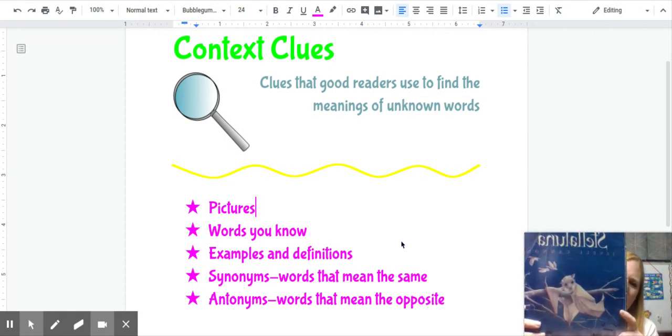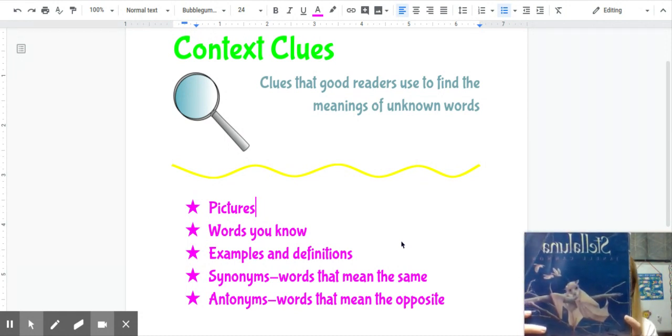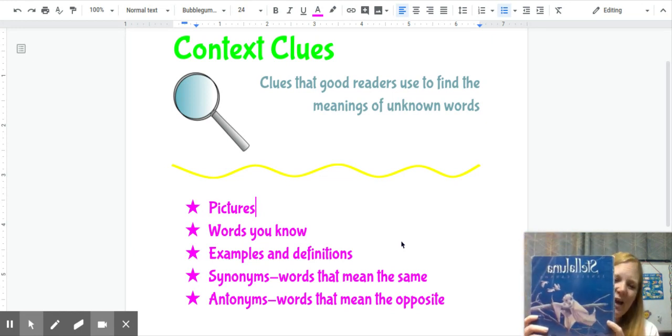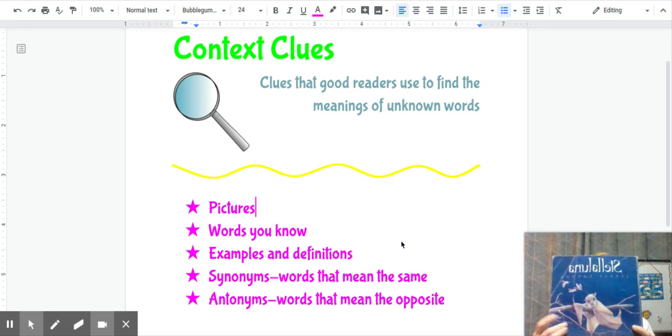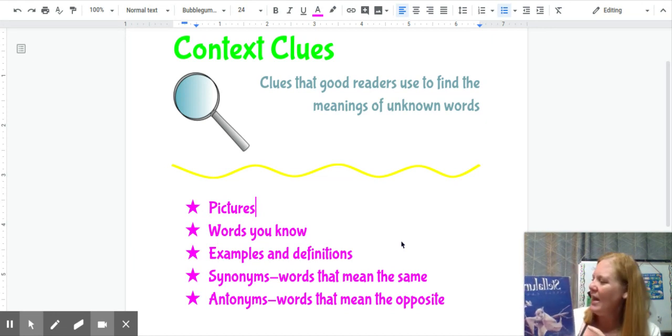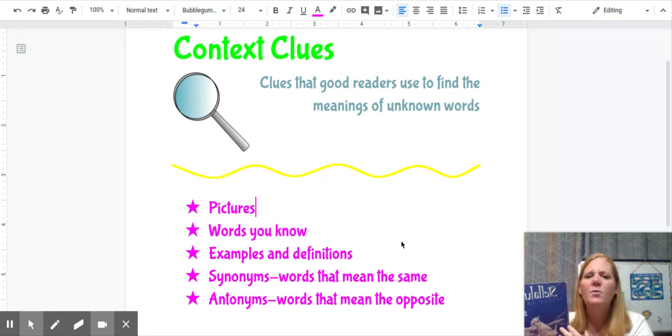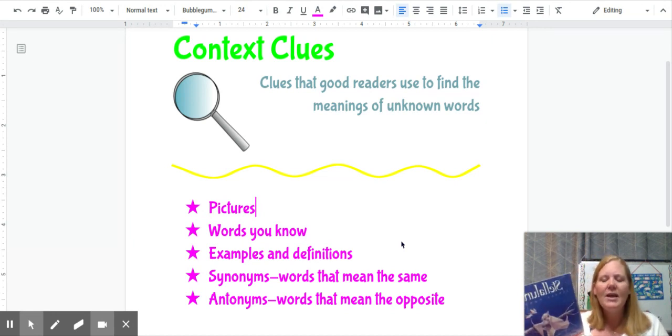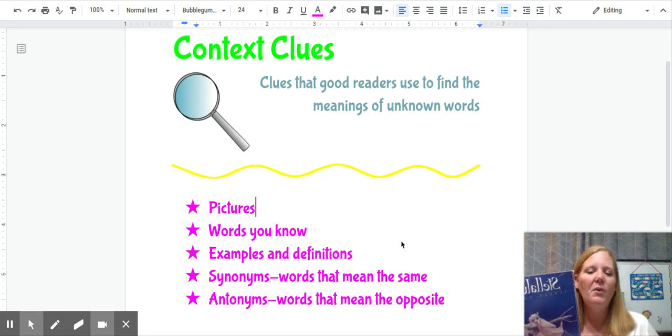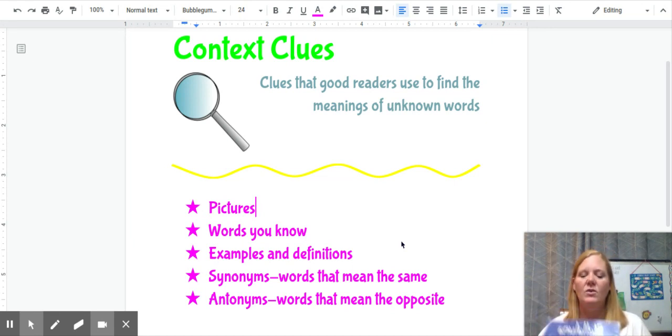I love this story because it's about a mother and a baby bat, and I find it very sweet. A little sad for the bird and for the bat during the story, and I love the pictures. As we read the story, there are going to be words that we don't know, and that's what we're going to be practicing today: figuring out what an unknown word means by using context clues.